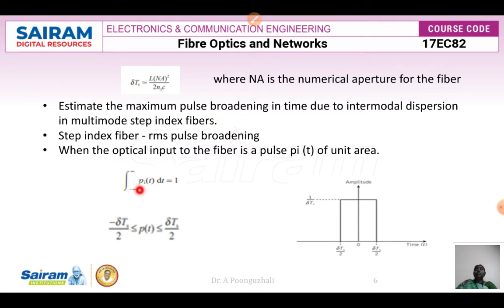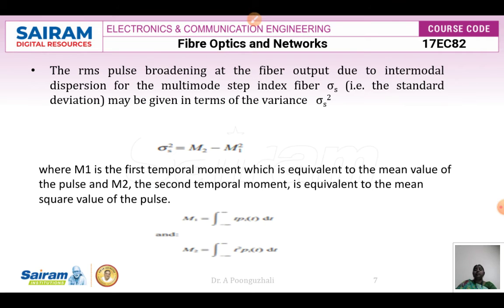So this is your pulse Pi of t, which has unit area, that we write as 1. The limit is from minus infinity to infinity. But here the pulse is actually from minus delta Ts by 2 to delta Ts by 2. So we write minus delta Ts by 2 is less than or equal to t, but less than or equal to delta Ts by 2.